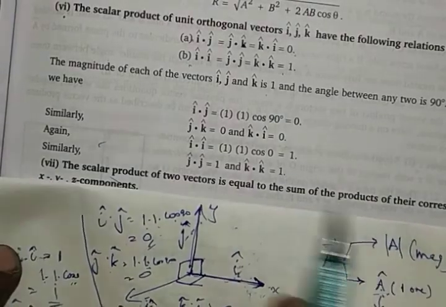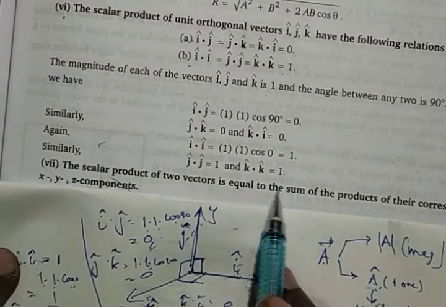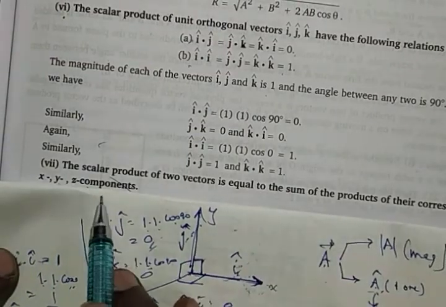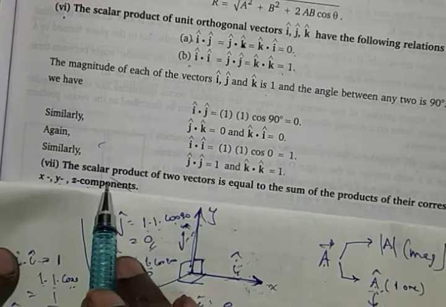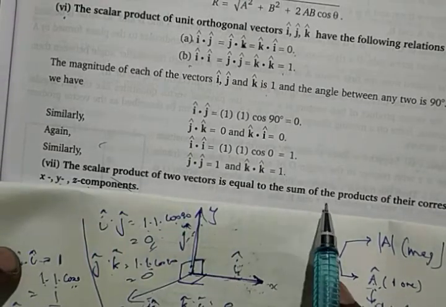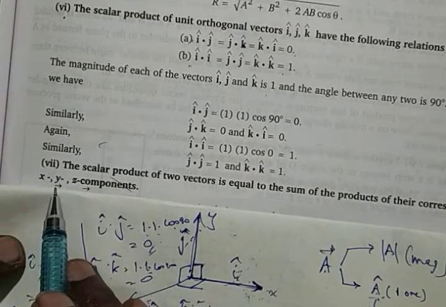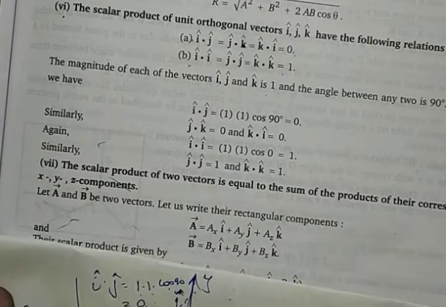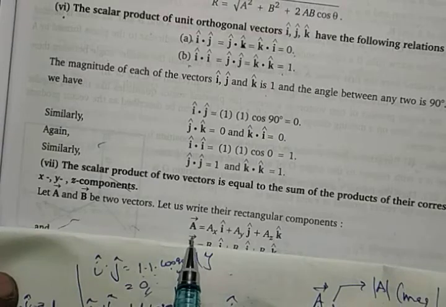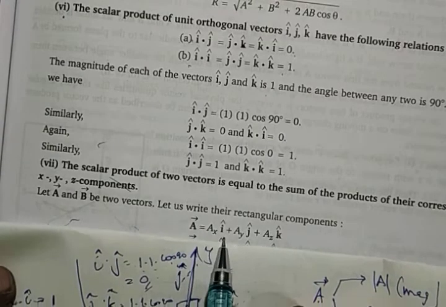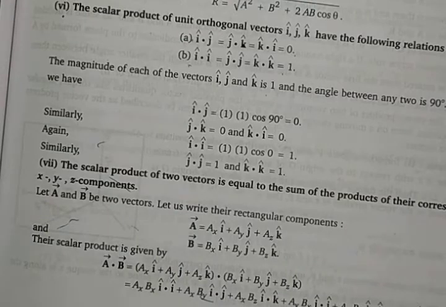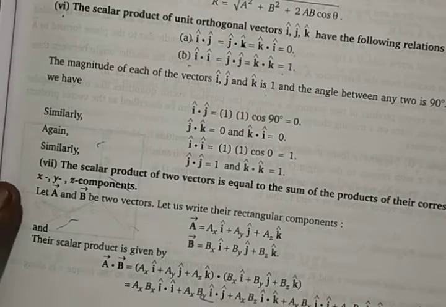Now, the last property: the scalar product of two vectors is equal to the sum of the products of their corresponding x, y and z components. So how is it represented? It is again the last property. If a vector is there, it is represented in this way. You have to take the sum of the product of the magnitude and direction.